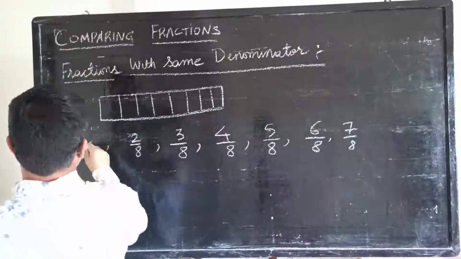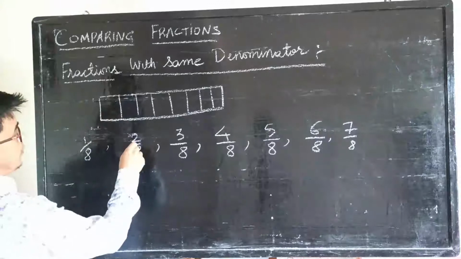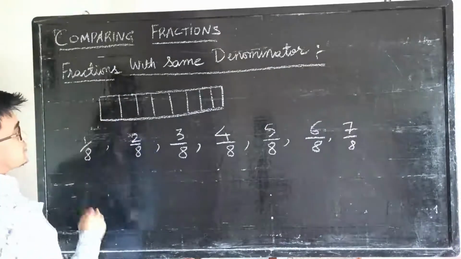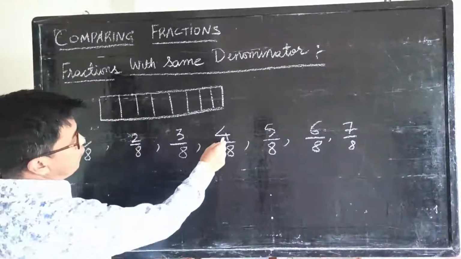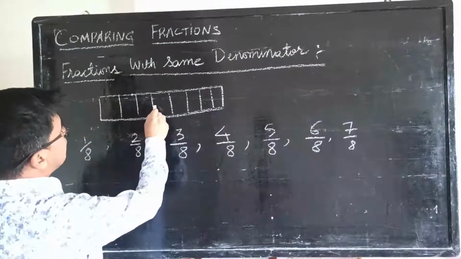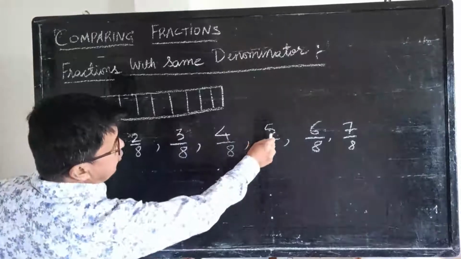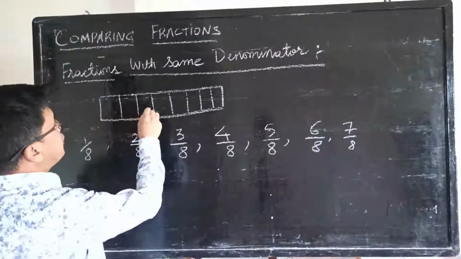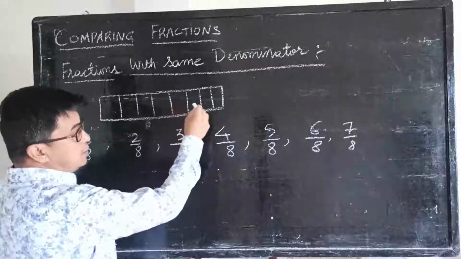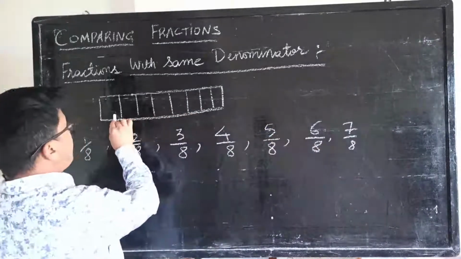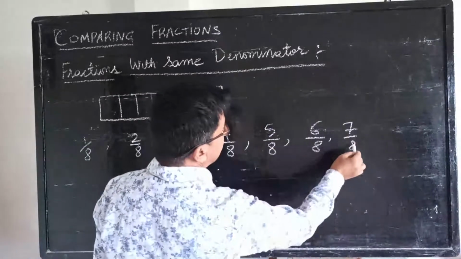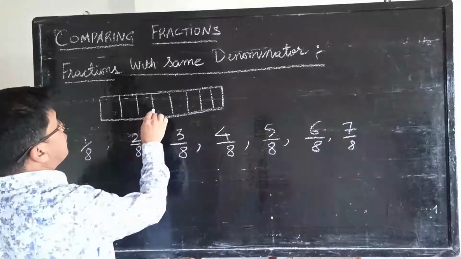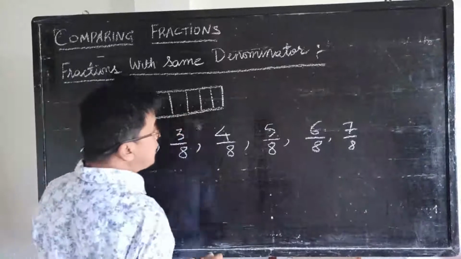1 upon 8 means only one part is shaded. 2 upon 8, how many parts shaded? 1, 2 parts. Now 3 upon 8, how many parts are shaded? 1, 2, 3. 4 upon 8, 1, 2, 3, 4 parts are shaded. 5 upon 8, 5 parts are shaded. 6 upon 8, 6 parts are shaded. 7 upon 8, 7 parts are shaded.